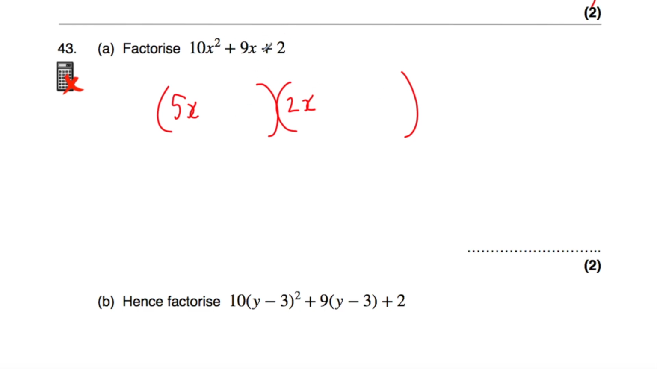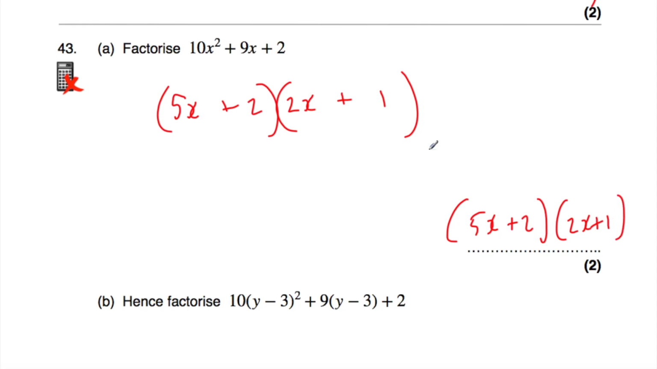Now in terms of the numbers on the end, they're going to multiply together to be 2. So I'm thinking if we put the 1 there, it's not going to get too big, and then a 2 there, and let's just check and see if that would work. 5x times 2x is 10x squared, fantastic. 5x times 1 is 5x, plus 4x would be 9x, great, and then 2 times 1 is 2. So that would be 5x plus 2, and then in brackets 2x plus 1.